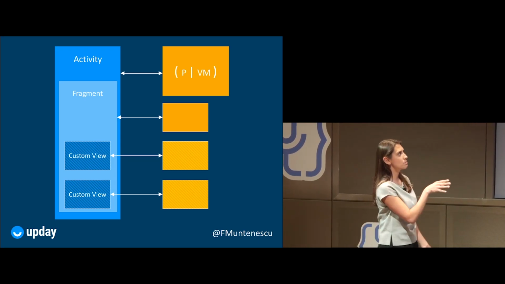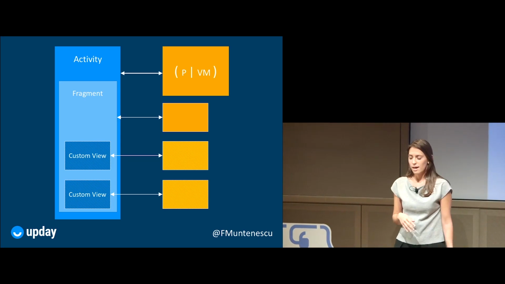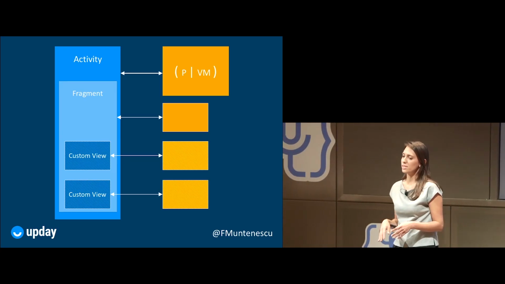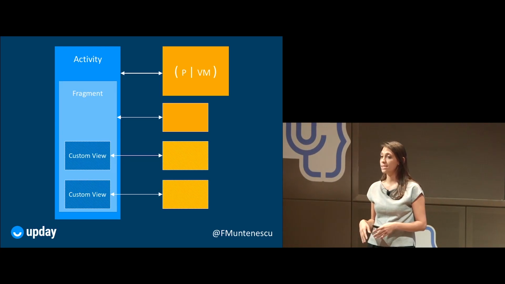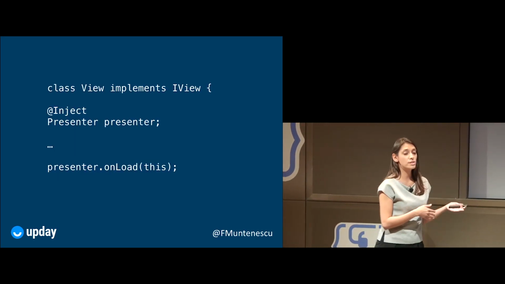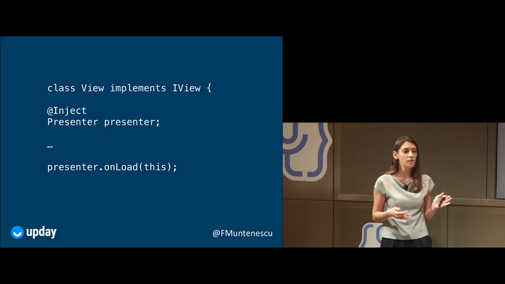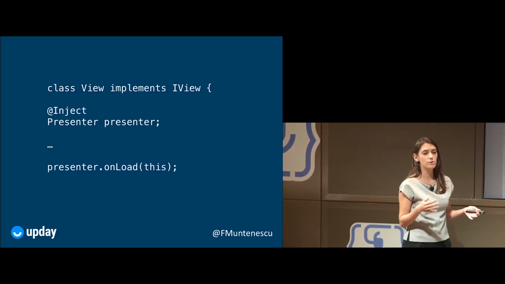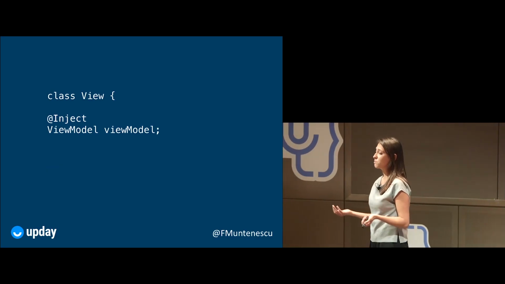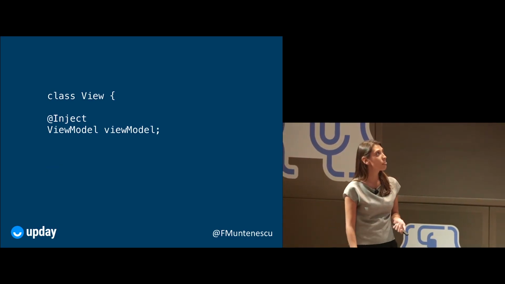So the classes are quite separate. It looks like the views know about the presenters, and that's pretty much it. Well, actually, this is pretty cool, and this is also easily achieved in Android with the help of dependency injection. So if you're using MVP, you would have a view where you would inject the presenter, and then you would just set the presenter somewhere on load of the view. If you have a view model, things are even simpler. You just inject the view model, and that's pretty much it.